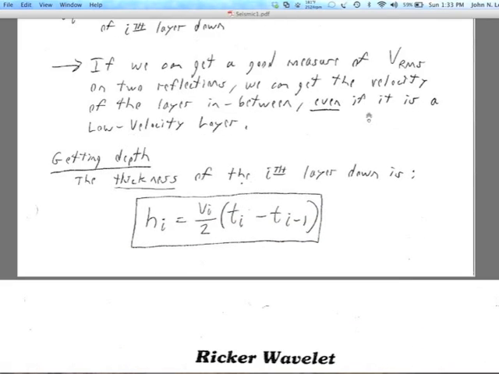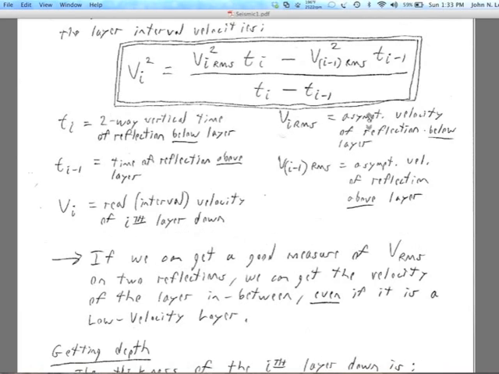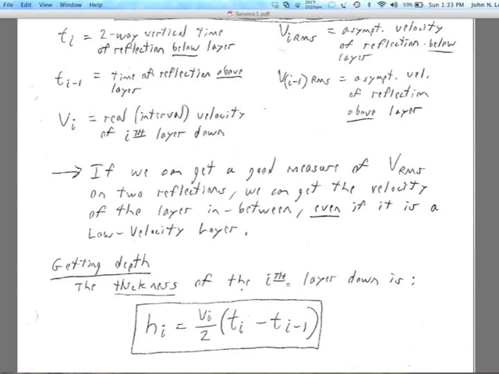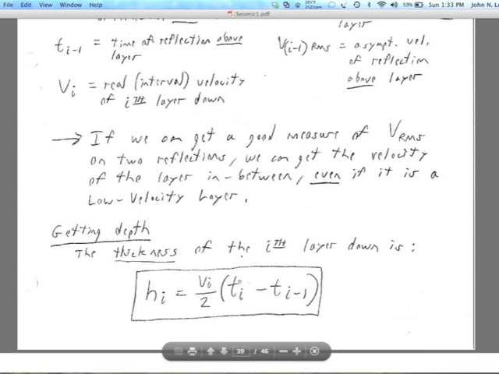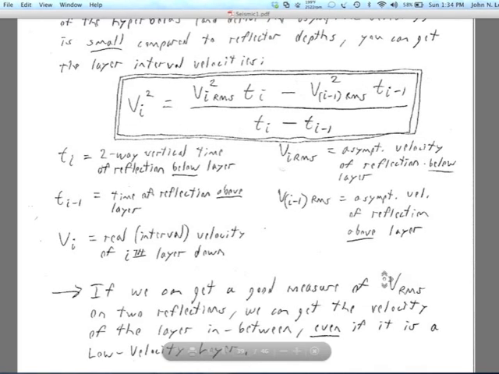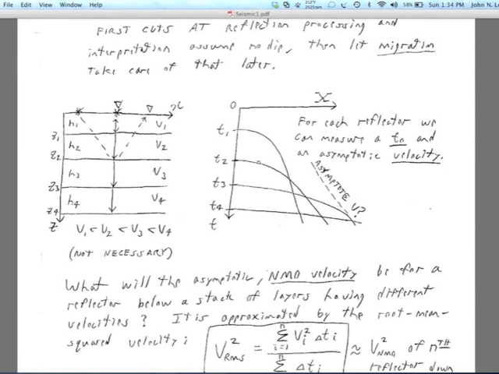Okay, so once we have the stack of interval velocities, we want to know the thickness of the ith layer down, and we can just use this little equation here. The thickness h of layer i is the interval velocity of layer i divided by 2, times the difference in the two-way travel times, Ti minus T of i minus 1. That's the difference between the zero offset reflection times. So we can get velocity, we can get depth, and that's what we wanted to get from this analysis of these hyperbolic reflections.